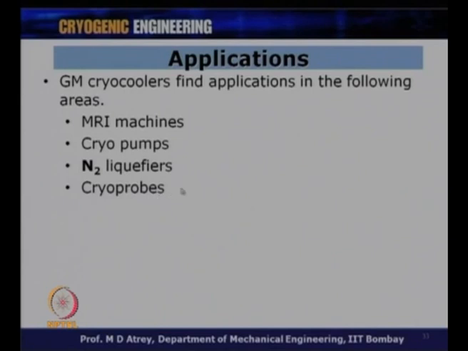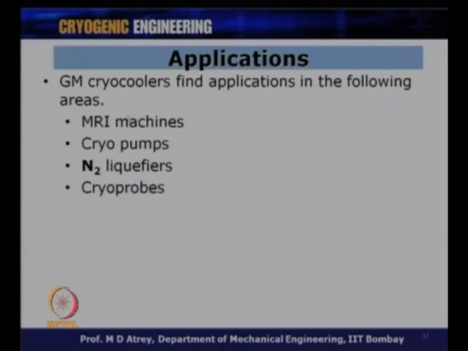Cryoprobes. So, a lot of NMR cryostats use cryoprobes to cool the electronics so as to increase the signal to noise ratio, and therefore, a very popular equipment for NMR users is a cryoprobe or a cold probe basically, to get a very high signal to noise ratio.